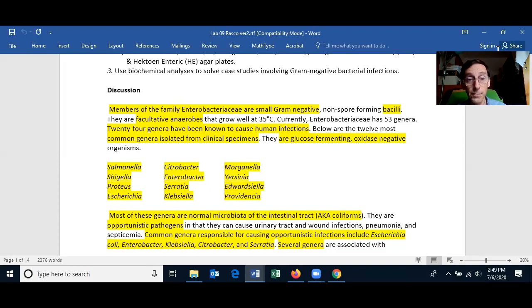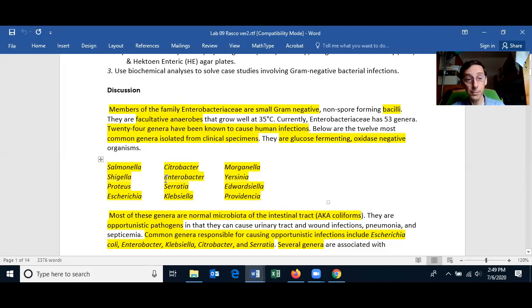They're common and they're found in clinical specimens. They're all glucose fermenting and oxidase negative. So those are some of the characteristics of the members of the Bacteriaceae.